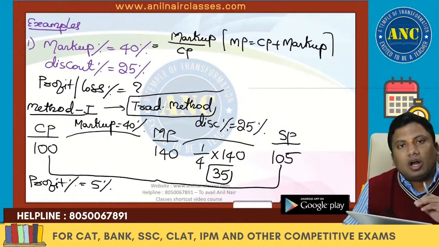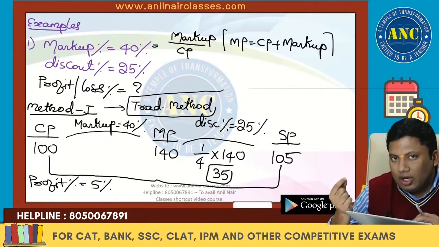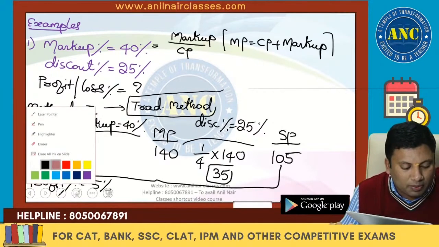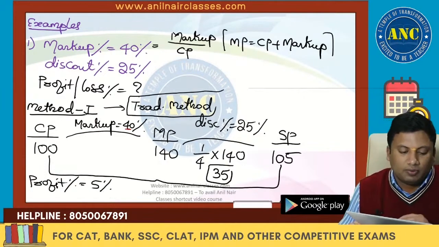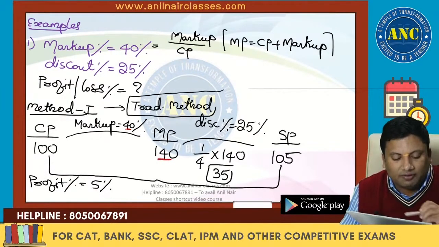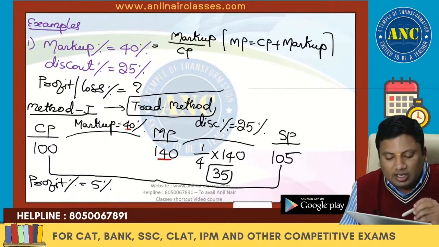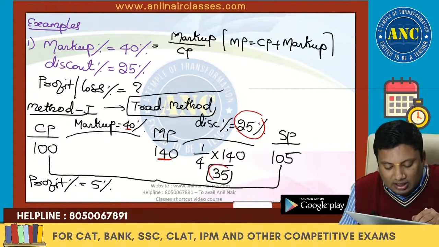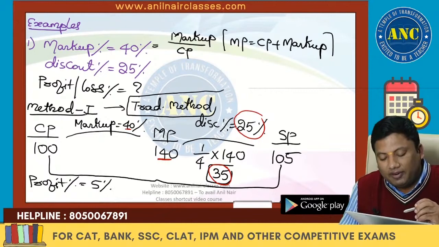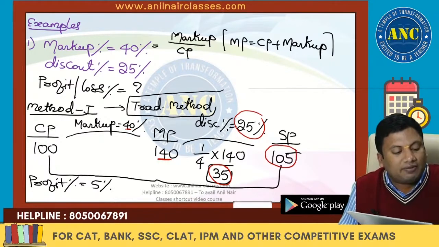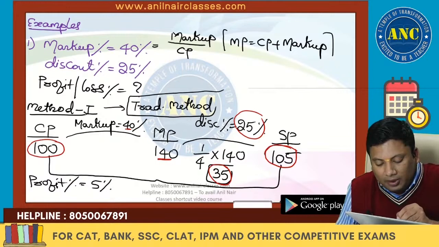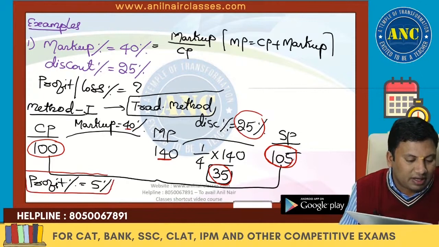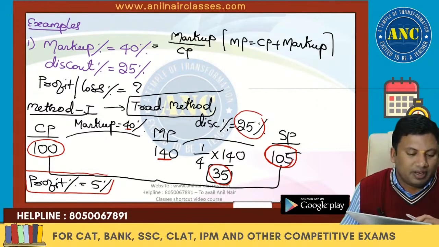Again, I am repeating: cost price is 100. There is no label. I took the product and added a new label with 40 rupees more, so it is 140. My friend came and asked for a discount. Discount is 25%. 1 by 4 of 140 is 35. 35 decrease. Selling price is 105. Cost price 100, selling price 105. 100 became 105. Profit is 5%.